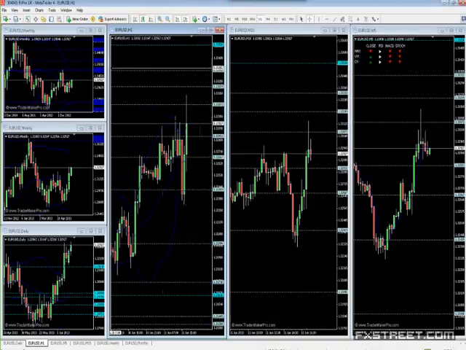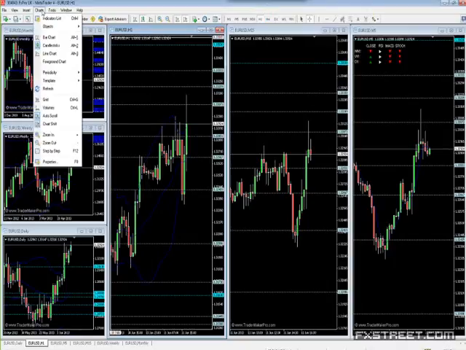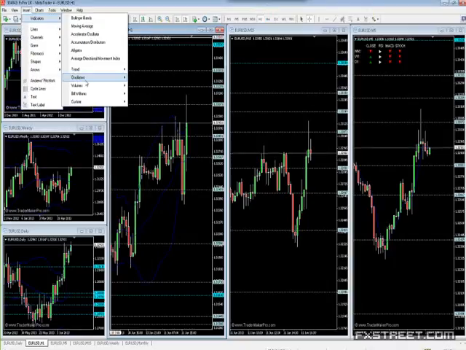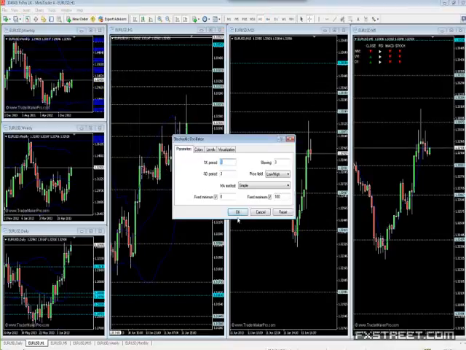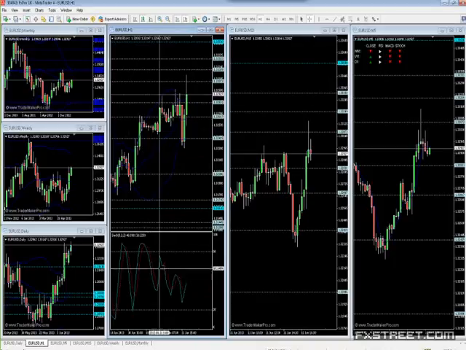Stochastics. Well, stochastics are just slow moving oscillators. If you wanted to put your stochastics on from Metatrader, you just do it this way: indicators, oscillator, stochastics. Press OK, and that's your stochastics.